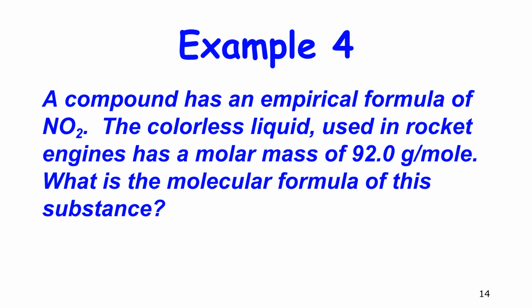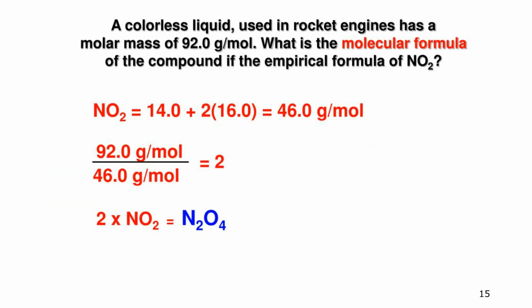Example 4 asks us to find the molecular formula of a compound with an empirical formula of NO2, which has a molar mass of 92.0 grams per mole. The empirical formula mass of NO2 is 46.0 grams per mole. Dividing the molar mass by the empirical formula mass gives n equals 2. Multiplying the empirical formula by 2 yields the molecular formula N2O4.